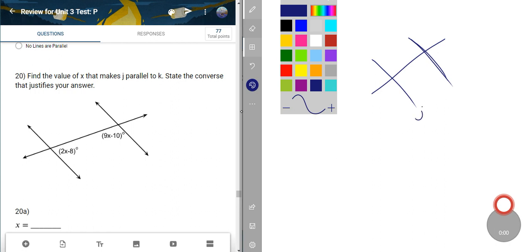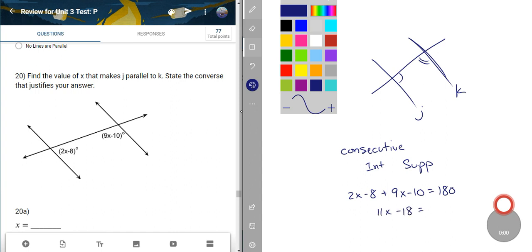But if this is J and this is K, in order for these to be parallel lines, what do we know about consecutive interior angles? We've talked about this several times now, so hopefully you're like, oh yeah, consecutive interior angles must be supplementary. So I'm going to take that 2x minus 8, I'm going to add it to my 9x minus 10. Supplementary means that those two angles will add up to 180, so this is 11x minus 18 equals 180. Add the 18, so 11x is equal to 198.